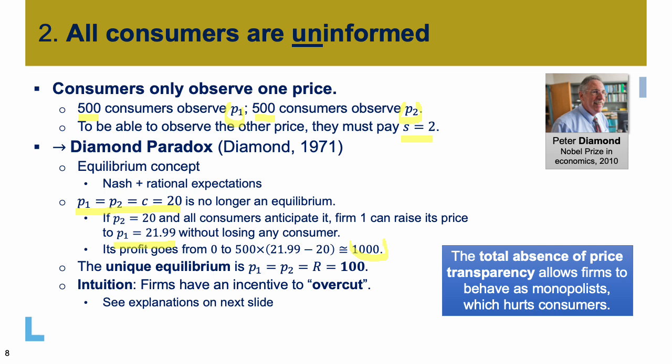I will explain this more on the next slide, but first of all, let us note that the total absence of price transparency allows firms to behave as monopolists, which obviously hurts the consumers. We have the exact opposite conclusion as before. Now, with absence of price transparency, it's the firms that get the largest share of the cake, leaving nothing to the consumers.